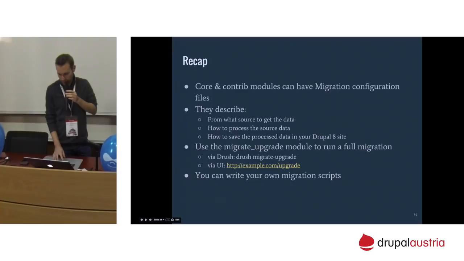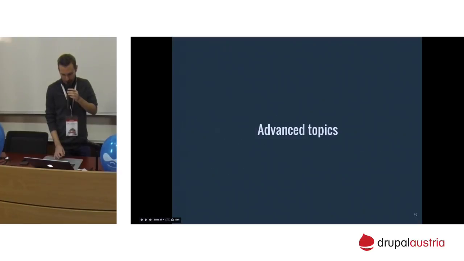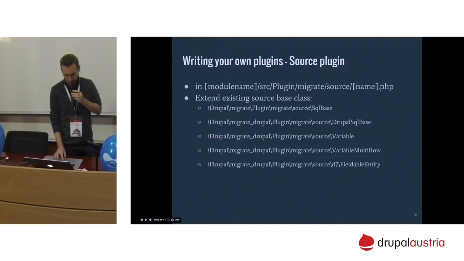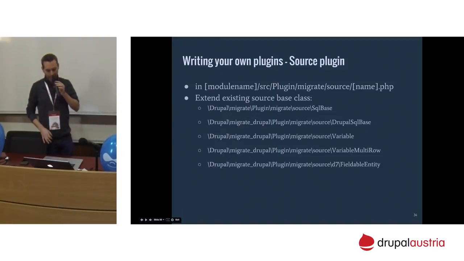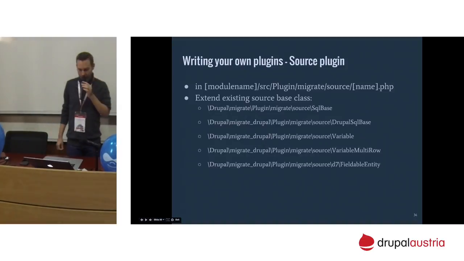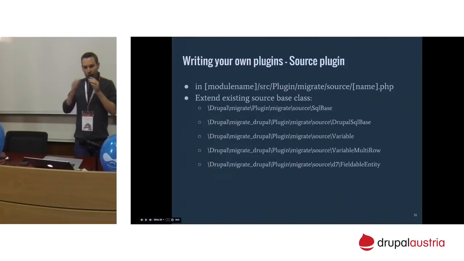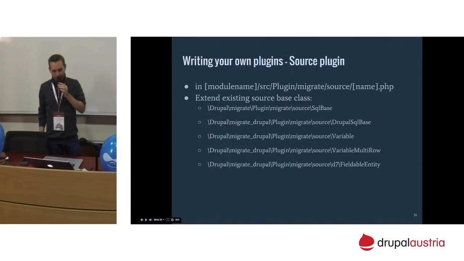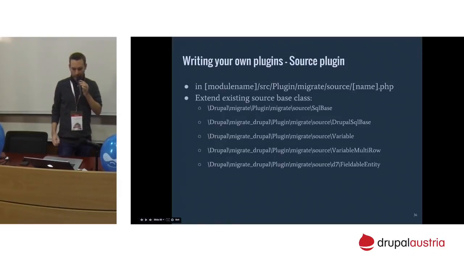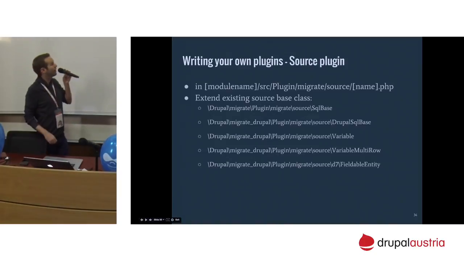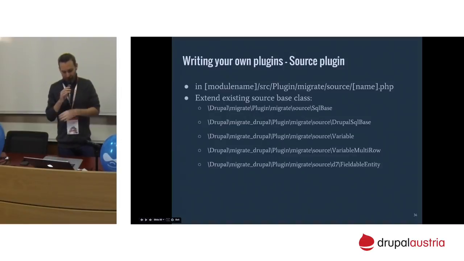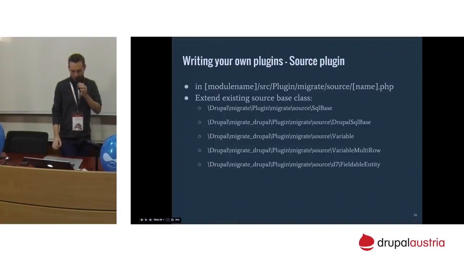Okay, I guess I still have a bit of time, so I can quickly show some information about how to write your own plugins. Basically, if you have written Drupal 8 plugins already, they should be quite familiar. To write your own source plugin, you just put it in your module name, source plugin, migrate source folder, give it an appropriate name, and then you would probably extend the source base class, such as the one listed here. So you basically extend those, and then you're good to go.